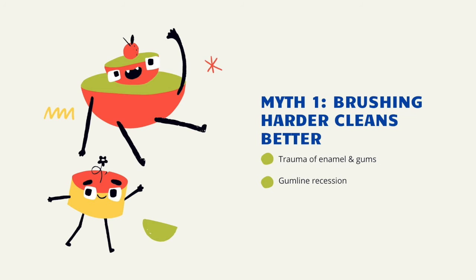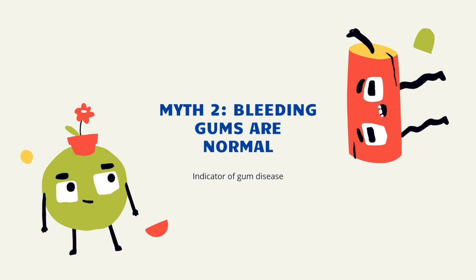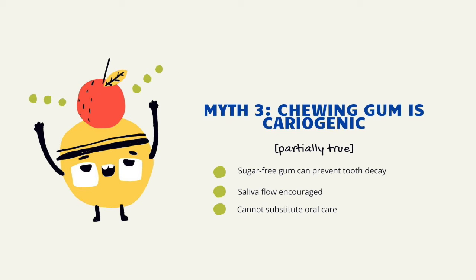The first myth is that brushing harder cleans better. Contrary to popular belief, this leads to trauma of the enamel and gums and can directly lead to the recession of the gum line. The second myth is that bleeding gums are normal. If your gums bleed whenever you brush or floss, this may indicate a problem with your gums, such as the development of gingivitis. The last common belief is that chewing gum is cariogenic.